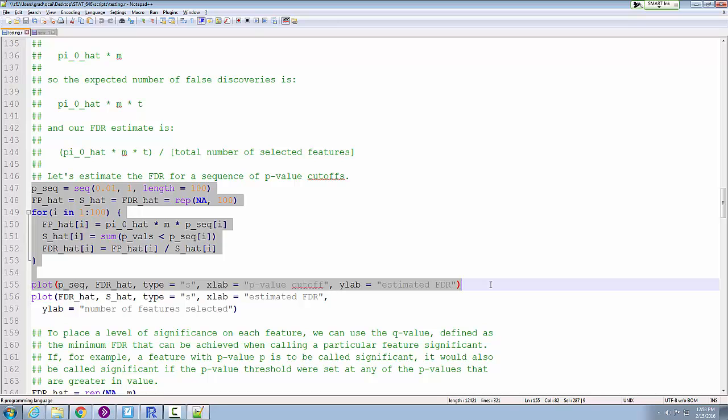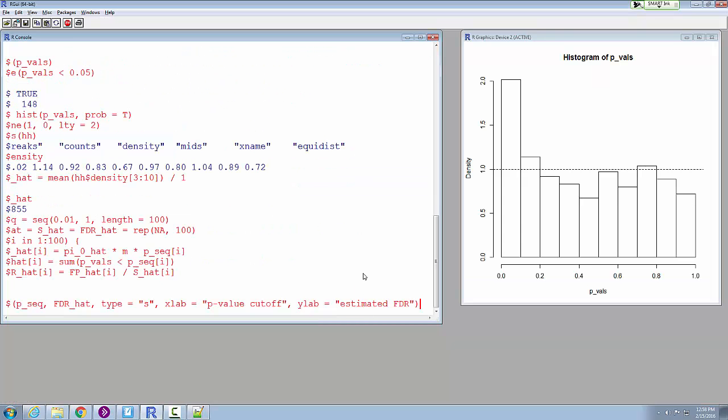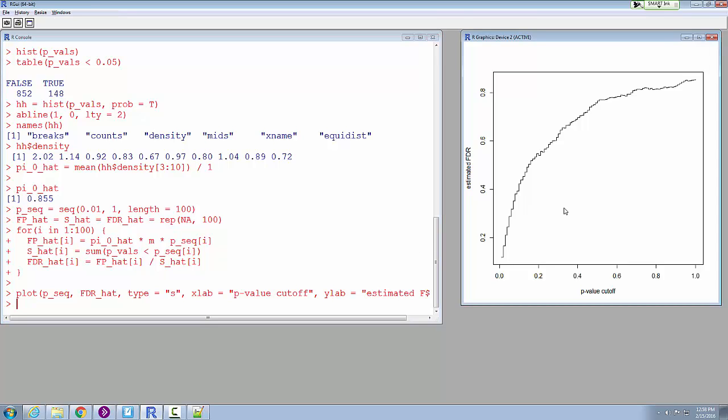So here is a picture. P-value cutoff on the horizontal axis and estimated false discovery rate on the vertical axis. If we were to use 0.05, here's 0.1, there's 0.5-ish, and the false discovery rate associated with our 148 features that we pulled out based on having p-values less than 0.05. The FDR is a little above 0.2, looks like 0.2 or 0.25 or something like that.